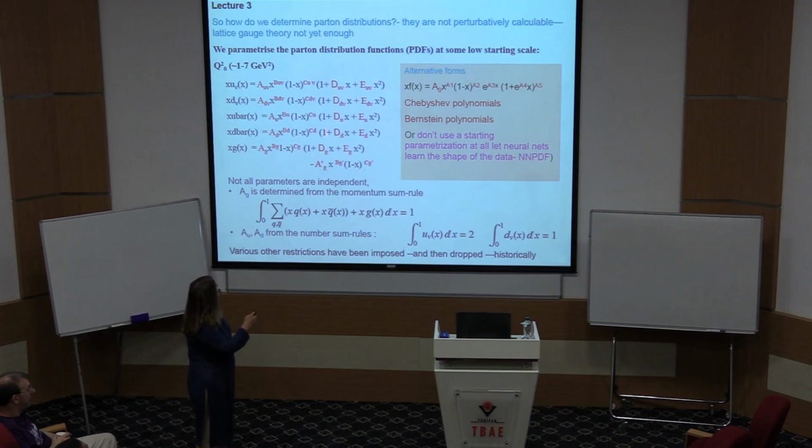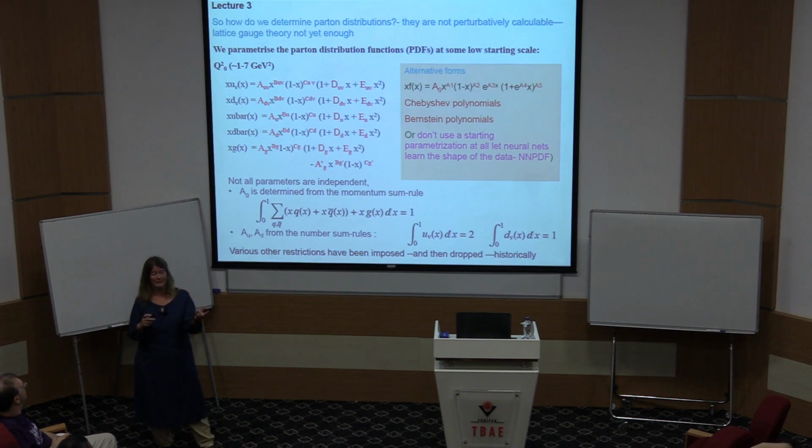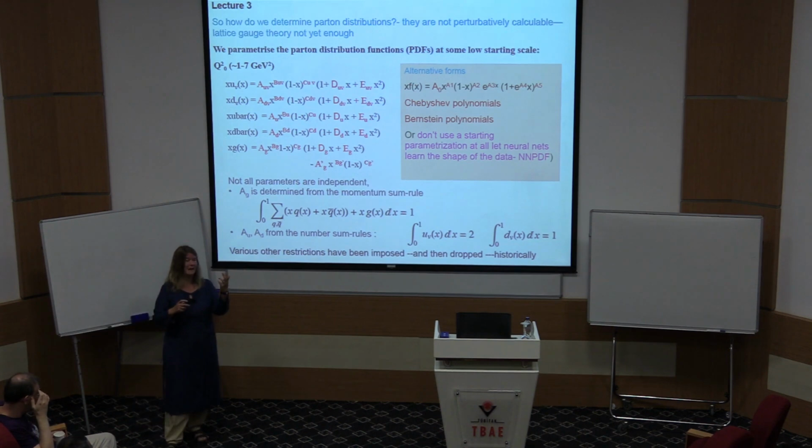And then CTEQ decided to generalize it and put exponentials in there. So not to be outdone, MRST, who went through various changes. They had made the mistake of calling their PDF after the people in it. So it was Martin, Roberts, Stirling, and Thorne. And the trouble is that, first of all, Roberts is retired, and Stirling left the collaboration before his unfortunate death last year. So it's called MMHT at the moment, but in fact, H is still there, but one of the M's has left, and what it's going to be in the future, we don't know.